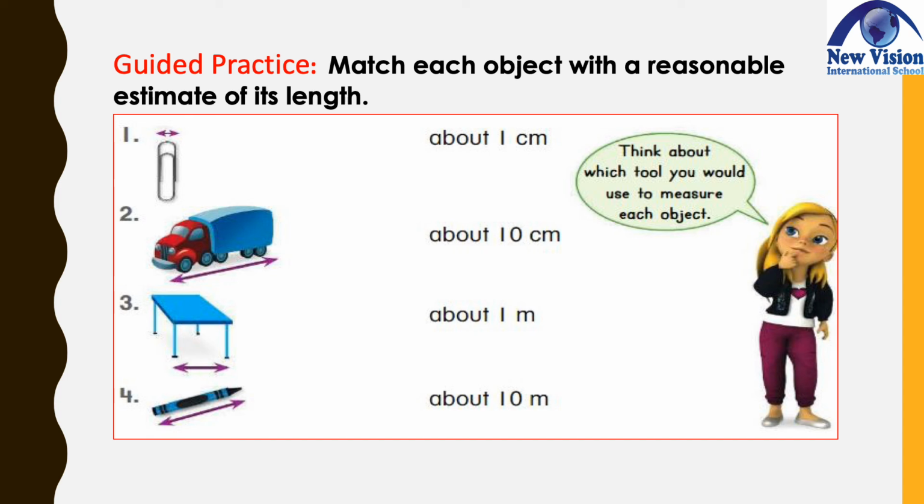For your guided practice, match each object with a reasonable estimate of its length. Number 1. Is it 1 centimeter, 10 centimeters, 1 meter, or 10 meters? What's your answer? The correct answer is it's about 1 centimeter. How about number 2?